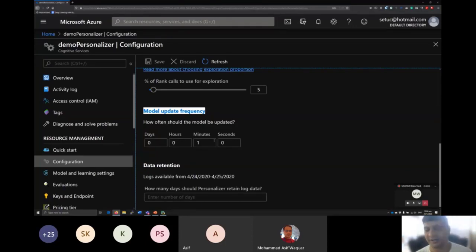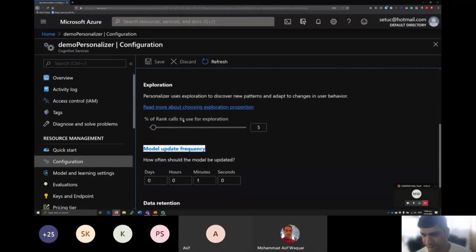Now, how do you determine that? That's something that is dependent on how quickly you are able to collect the data as well. So, I've set it for 1 minute so that every 1 minute, we will be able to update our model, which means that for each of these models, it's going to update the frequency as well. Now, I can also determine how much exploration it needs to do, right? So if the user patterns are changing or my preferences are changing, I can determine how much time I can do exploration as well.